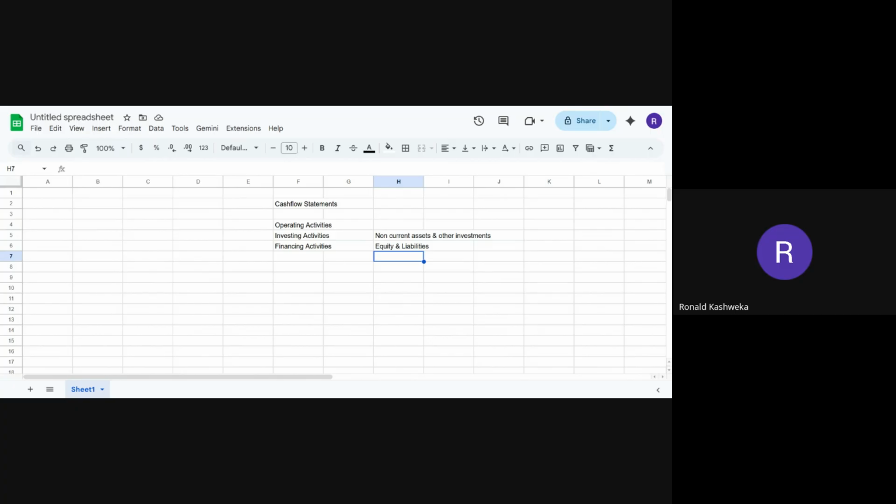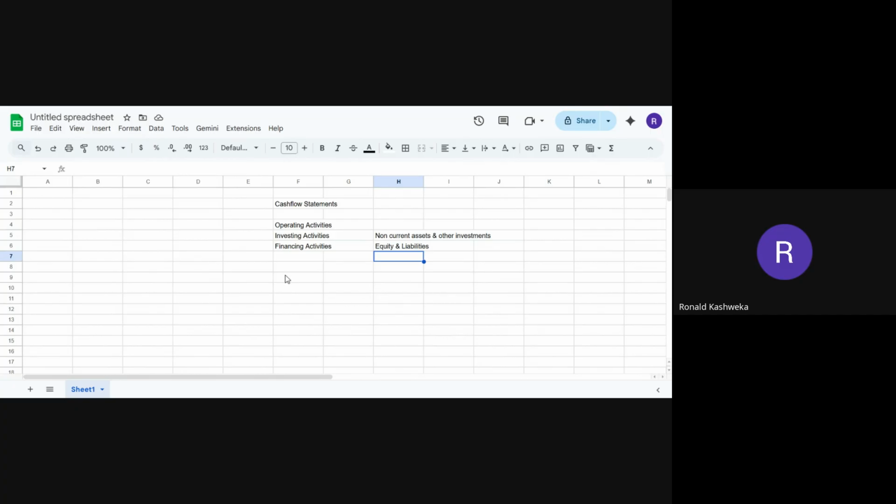Okay, under financing activities. So under liabilities, if you receive a loan, let's say you get a loan from a bank, that's a cash inflow, financing activities. If you pay a loan, like a loan repayment, that's a cash outflow, financing activities. Okay, you just need to make sure you are comfortable with all that. All right, so basically, that's all the categories.